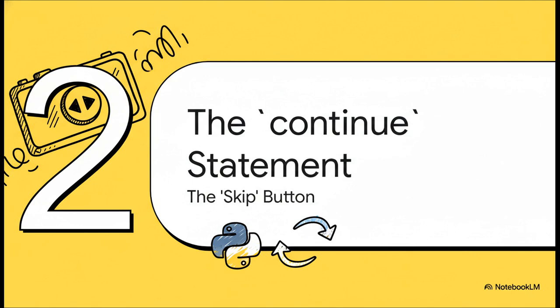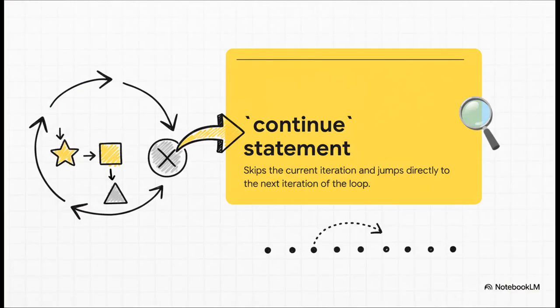All right, so that's the stop button. Now let's talk about our second tool. If break is the emergency stop, then continue is the skip button. Now this is the really important difference. Continue doesn't kill the whole loop. Not at all. It just ends the current turn, the current iteration. It's like telling Python, we're done with this specific item. Just skip whatever else you were going to do with it and jump right to the start of the next one.